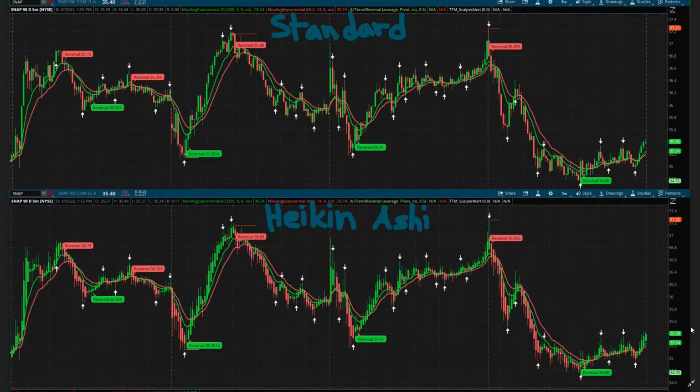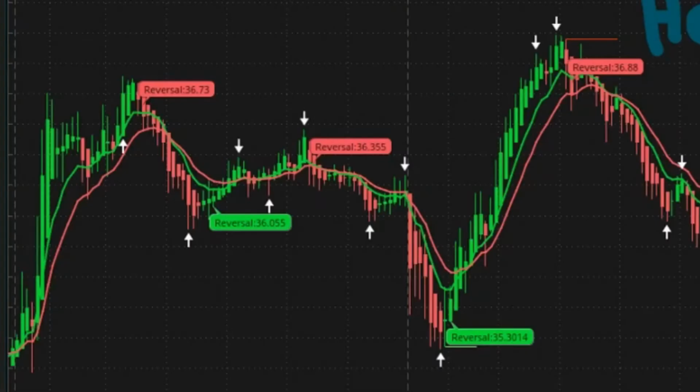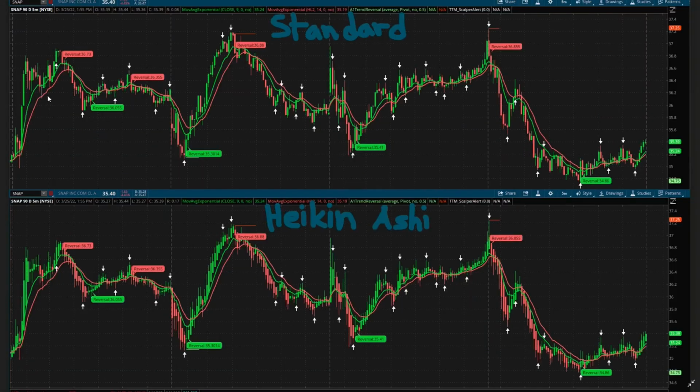Surprise, surprise, we're going to look at Snap's chart because I trade this every single day. Now, on top, we have standard candles. On bottom, we have Heikin Ashi. You'll notice that the trends tend to stay a lot more green and a lot more red on a Heikin Ashi chart than they do on a real chart. Well, both of them are real charts, but with the standard candles.